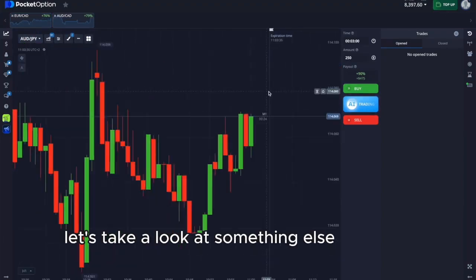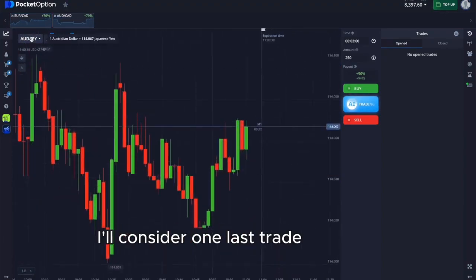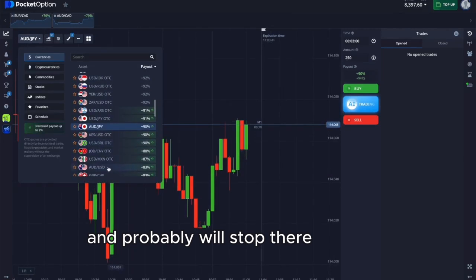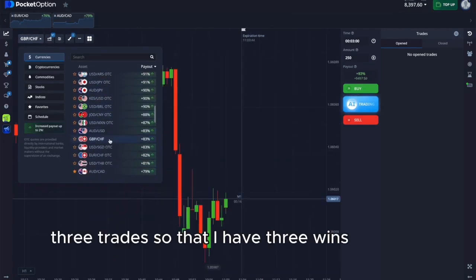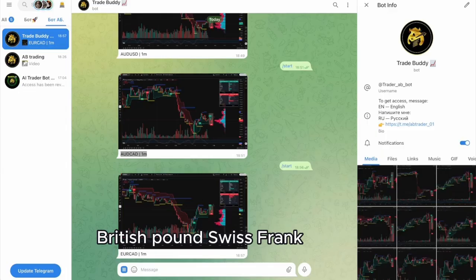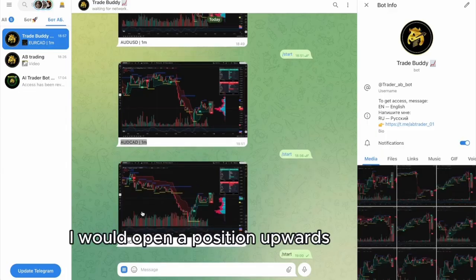Let's take a look at something else. I'll consider one last trade. And probably we'll stop there. 3 trades, so that I have 3 wins. British pound, Swiss franc. I would open a position upwards.